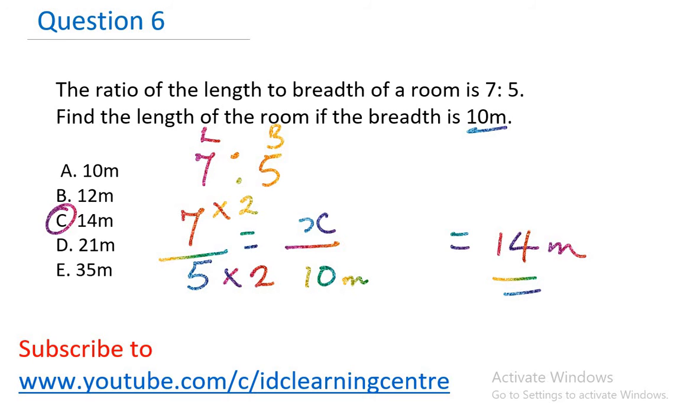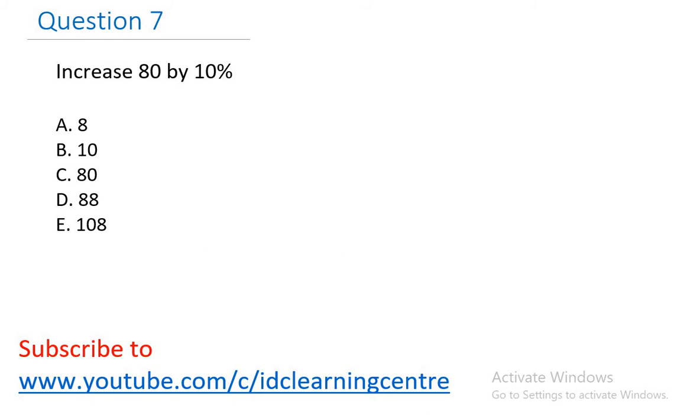Question number 7. Question 7 says, increase 80 by 10%. Original amount is always 100%. 80 here is the original amount. So let 80 be 100%. 100% is 80. Now, increase means addition, to add to what you have, while decrease is to remove from what you have.